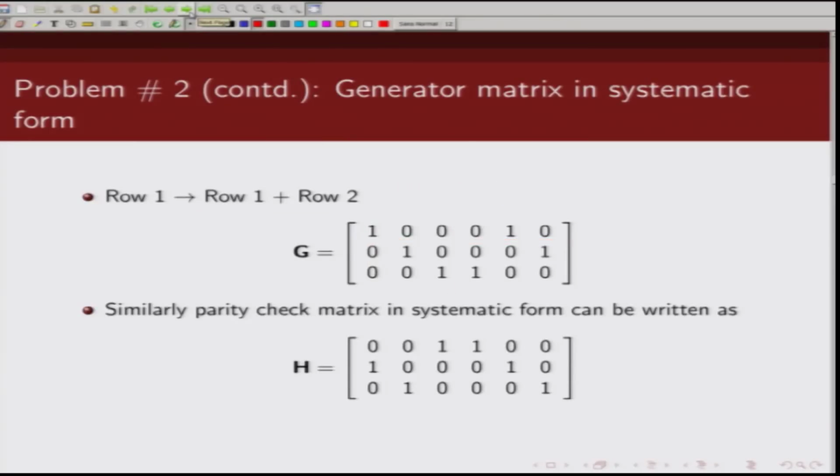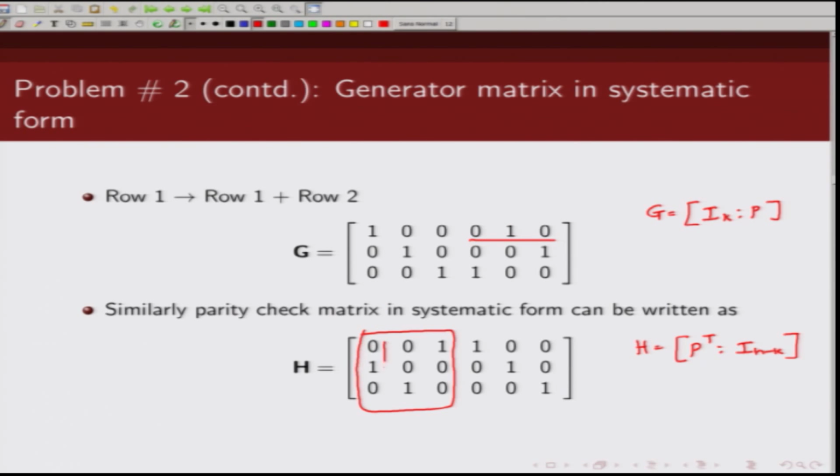And if we have a generator matrix in a systematic form, then we can very easily find out the parity check matrix in systematic form. So, this is like [I_k P], then this H matrix will be [P transpose I_(n-k)]. So, this is basically your P transpose. So, this 0 1 0 will come here as 0 1 0, 0 0 1 is this 0 0 1, and 1 0 0 is this 1 0 0, and then you have this identity matrix which is here. Okay.